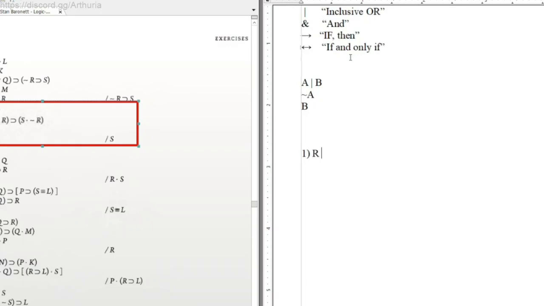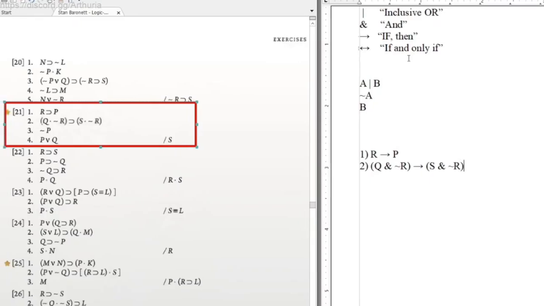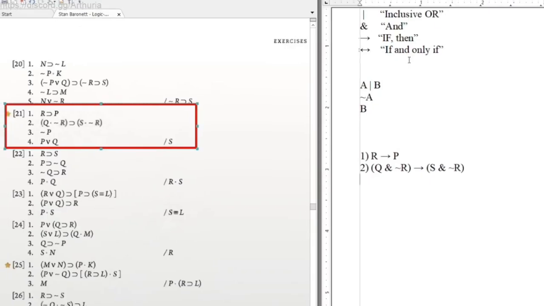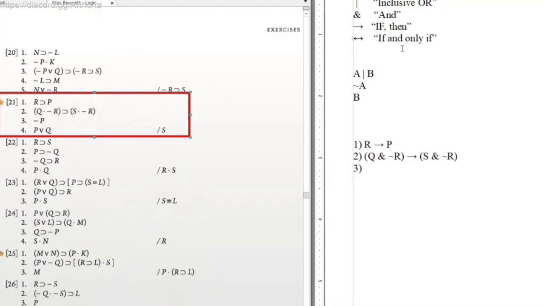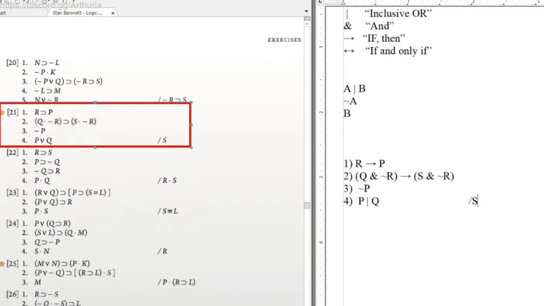So let's do this. One: if R, then P is true. Two: not R. Three: S and not R. That's a weird statement. Not P. Four: P or Q. We're trying to get S. Yeah, this will make your head burn.